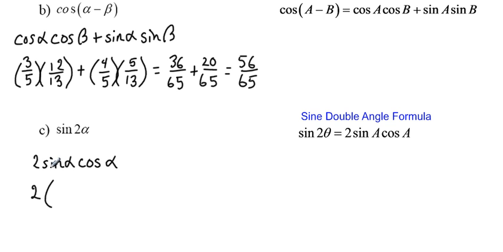2 times the sine of alpha is 4 fifths, and the cosine of alpha is 3 fifths. So we're going to have 2 times 4 fifths times 3 fifths, and we can go ahead and put a 1 under the 2. 2 times 4 times 3 gets us 24. And 1 times 5 times 5 gets us 25. So that final answer is 24 over 25.